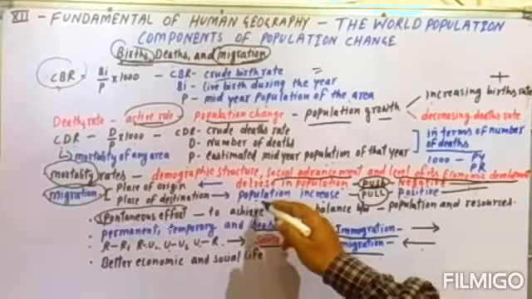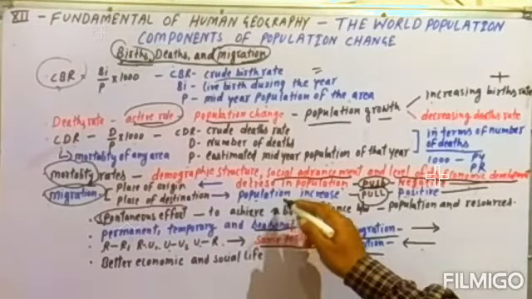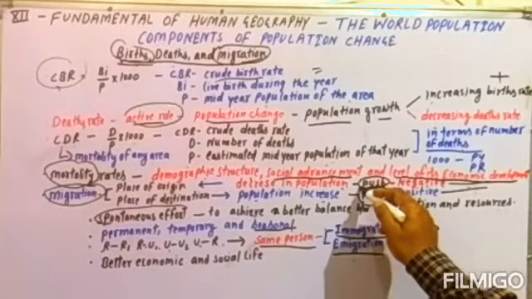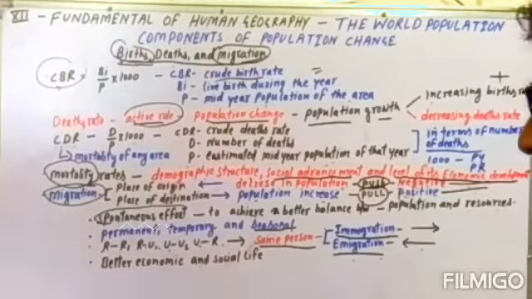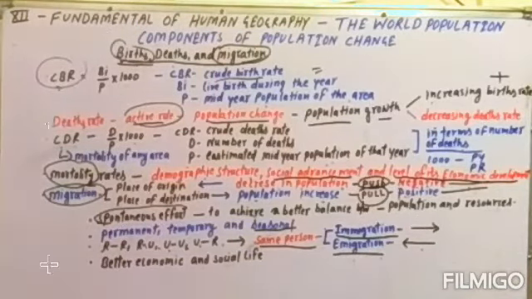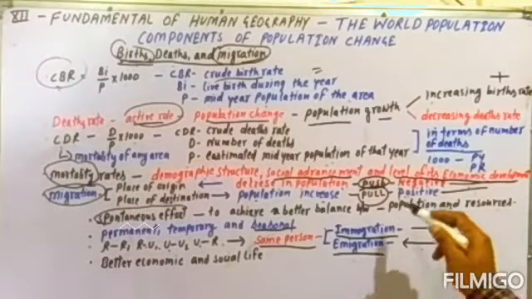So this factor is very important for the population increase. The place of origin plays a very important role as the push factor, and the place of destination plays a very important role as the pull factor, because the push factor always plays a very negative role, and a place of destination plays a very positive role.